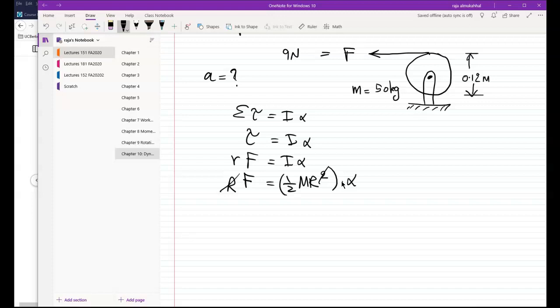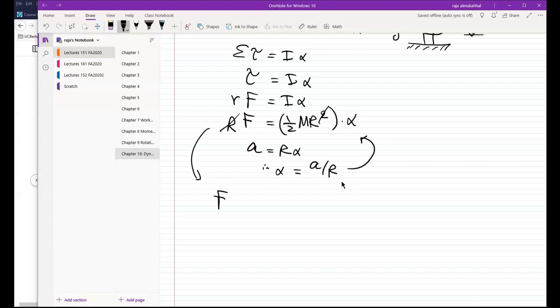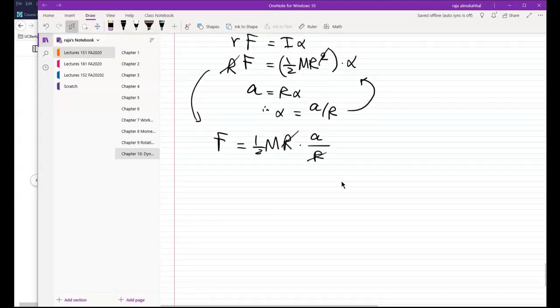But before I do that, remember a equals R alpha. Remember that? Previous chapter? So I can plug it in there. Therefore, alpha is a over R. So plug it right there. This equation becomes F equals 1/2 m R times a over R. R cancels out again. And therefore, a, just do the algebra now, is 2F over m. That's it. Make sense? Just plug it in.